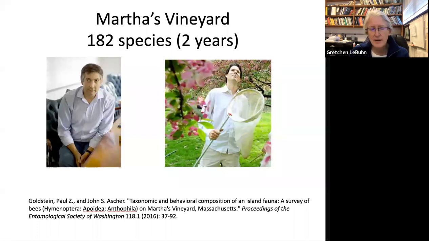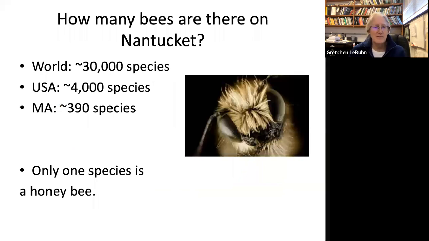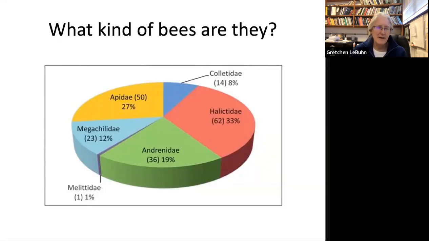And just to give you a vision of what kinds of bees they are, the bees came from 5 different families. The Apidae, or the honeybees and bumblebees, Halictidae, or sweat bees, Megachilidae, or leafcutter bees. Those are the ones that cut circles in your roses. So there was diversity across a number of families. It was not just one type of bee.